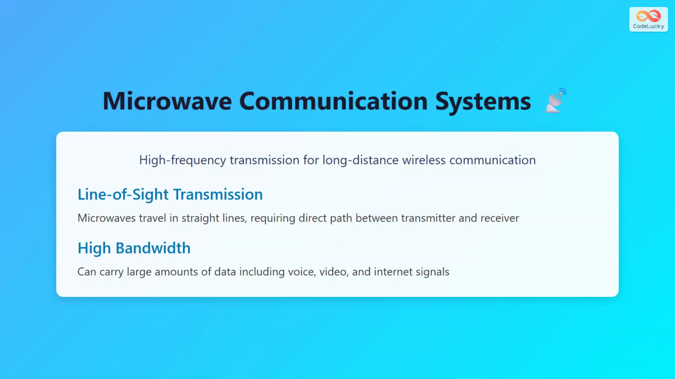Beyond heating, microwaves play a vital role in wireless communication. Microwave communication systems use high-frequency electromagnetic waves to transmit information over long distances. A key characteristic of microwave communication is line-of-sight transmission. Microwaves travel in straight lines, so there must be a direct, unobstructed path between the transmitter and receiver. The advantage of using microwaves for communication is their high bandwidth, which means they can carry large amounts of data simultaneously, including voice calls, video streaming, and internet signals.